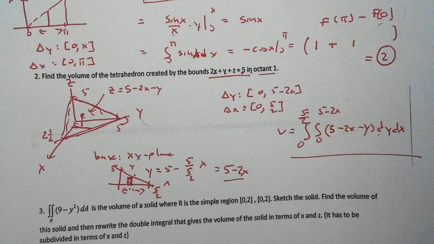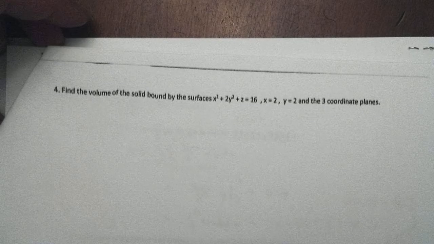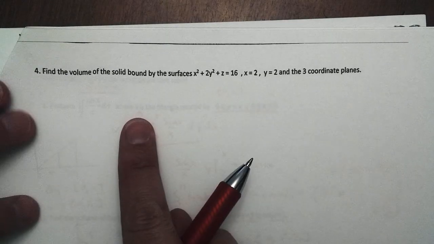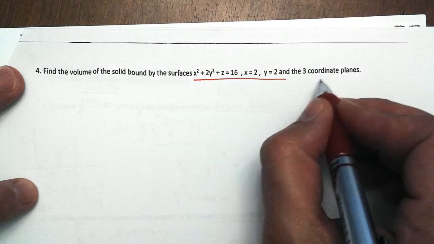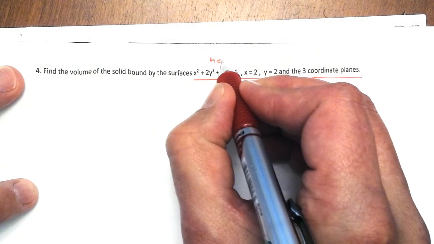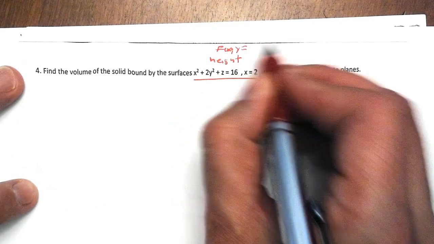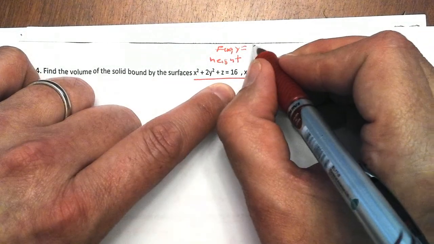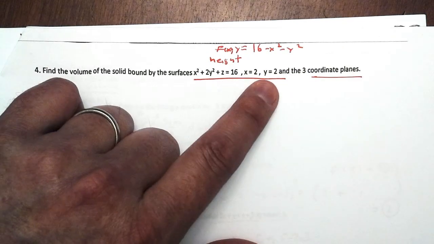All right, so let's take a look at a couple more. I'm going to skip number 3, let you guys work on that one. But let's go on to number 4 right here. It says, find the volume of the solid bounded by the following surfaces and the 3 coordinate planes. Okay, so this is my height. There's my height function right there. So that's my function, f of xy equals, and we can solve for z here, 16 minus x squared minus y squared. X equals 2, y equals 2.